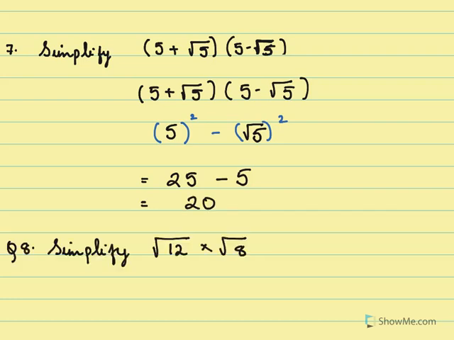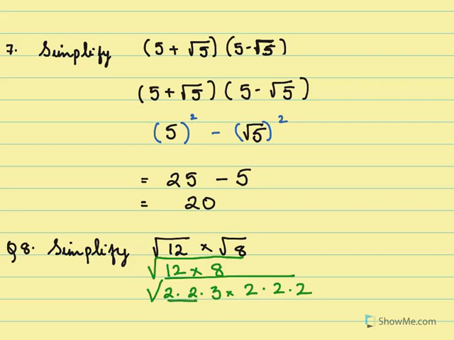Simplify √12 into √8. Since both are under root, I put one under the single root. So 12 into 8. Now 12 is 2, 2, 3, and 8 is 2, 2, 2. Now I have to make groups of 2. So this is one, I'll write here. This 2 and this 2 go together, I'll write here. Now what remains inside is 3 and 2. So this is 3 into 2. So the answer is 4 under root 6.